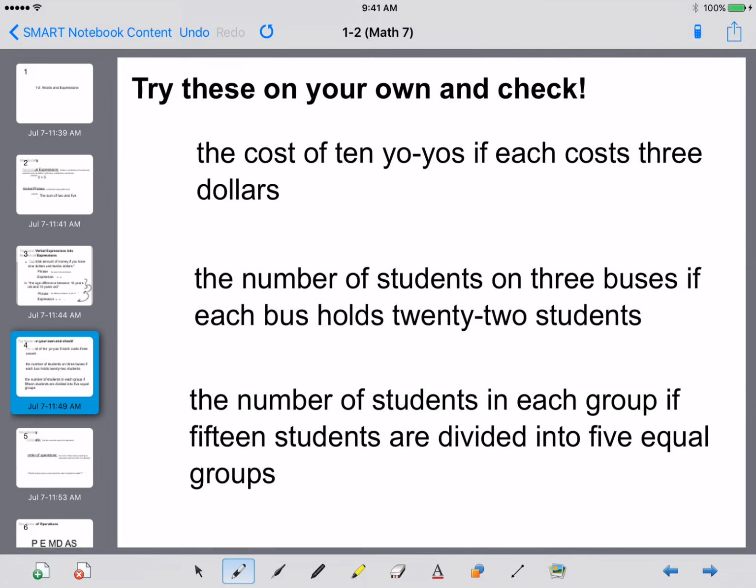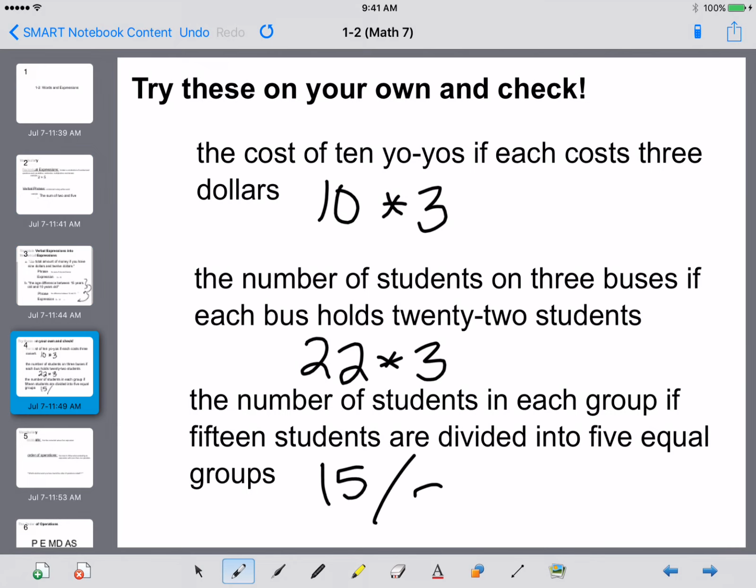The cost of 10 yo-yos if each costs $3. So that's 10 times 3 is your numerical expression. Number of students on 3 buses if each bus holds 22 students. So once again, 22 students on 3 buses. The number of students in each group if 15 students are divided into 5 equal groups. So you have 15 students total, and you're dividing them into 5 groups. You could also write that as 15, this symbol for divided by, 5. They both mean the same thing.